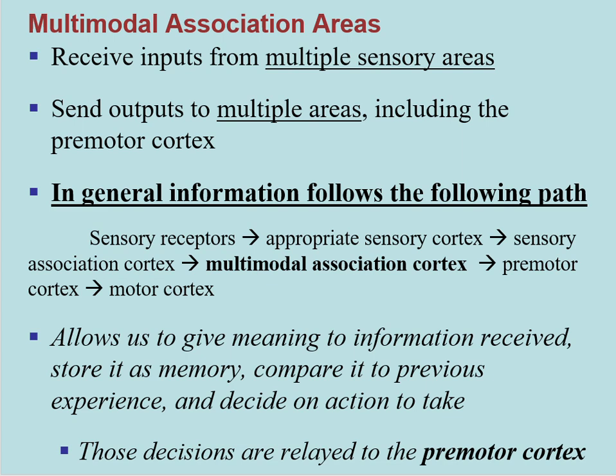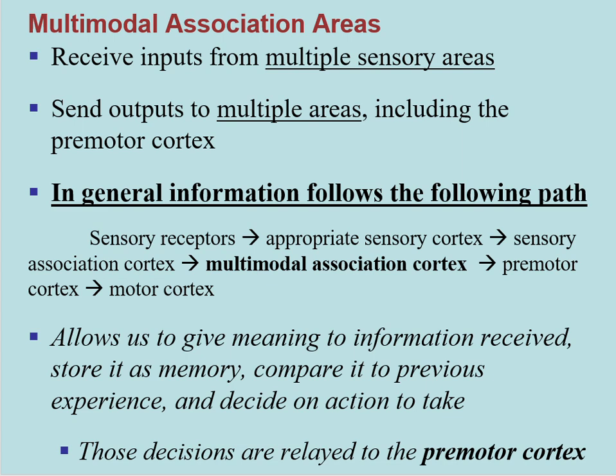And in general, they're going to have this pathway. A sensory receptor sends a sensory signal via a sensory neuron to the appropriate sensory cortex. That sensory cortex sends that information to a sensory association cortex, which then sends that information to a multimodal association cortex. It's the multimodal association cortex that then sends that information to the premotor cortex, and then later to a motor cortex that sends out that information to the body.